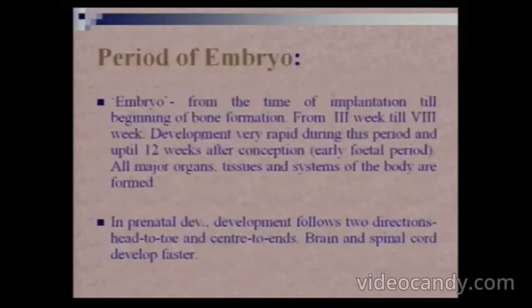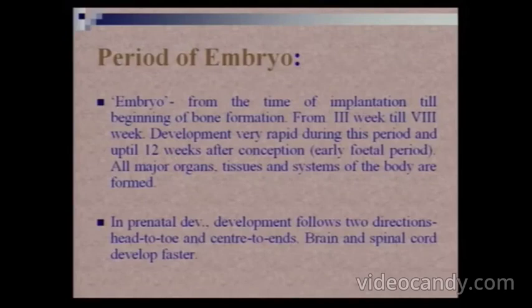So the next stage is the period of the embryo. The embryo period is from the time of implantation till the beginning of bone formation. When the bones begin to form, the period of embryo ends. So this period of embryo lasts from the 3rd week till the 8th week. The 8th week will be about 2.5 months from the time the conception has taken place. So in these first 12 weeks, we count 2 weeks from the conception time, and then the next from the period of the embryo.